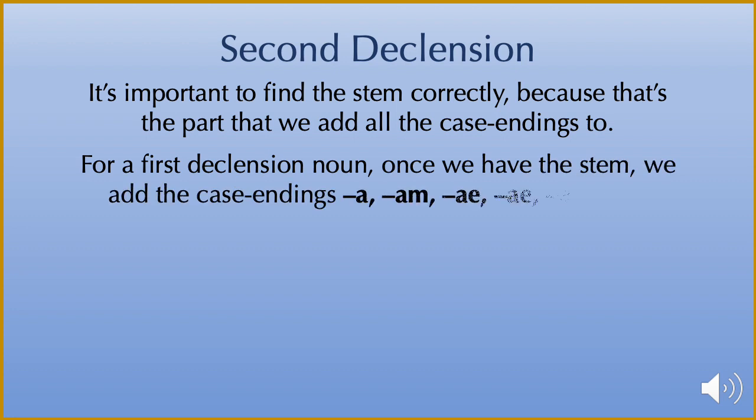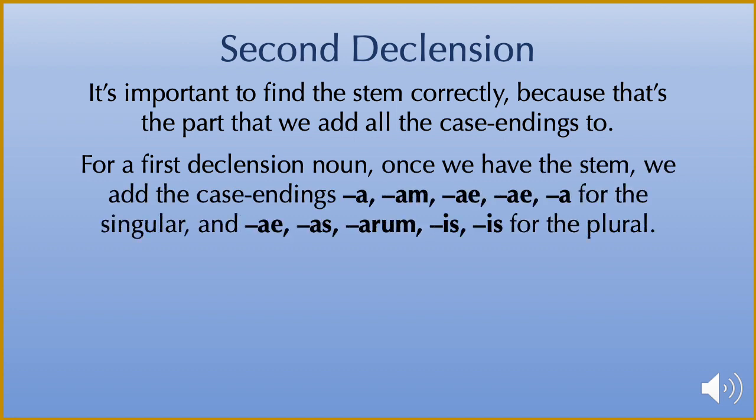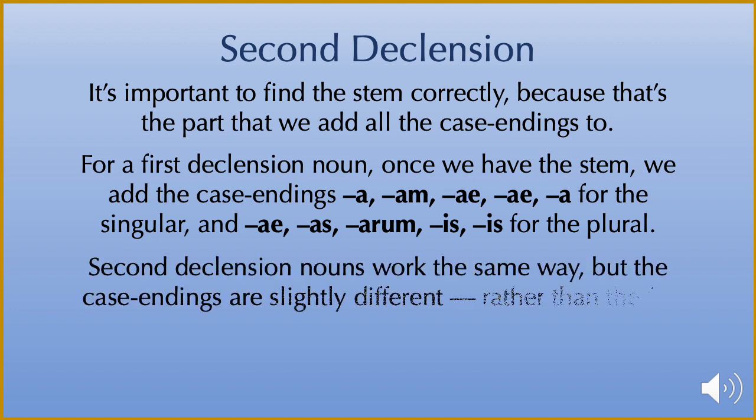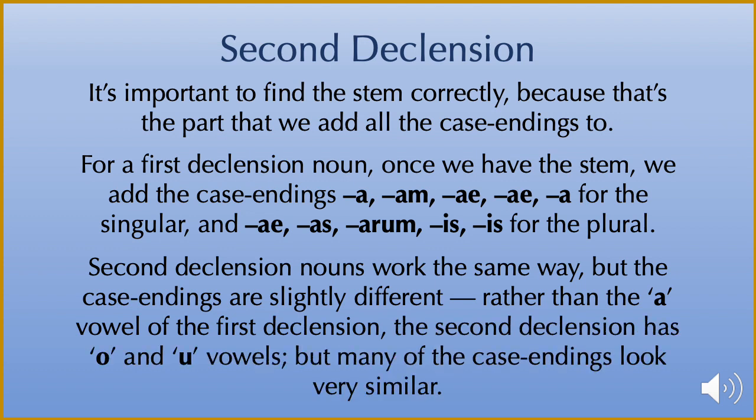For a first declension noun, once we have the stem, we add the case endings a, am, ae, ae, a for the singular, and ae, as, arum, is for the plural. Second declension nouns work the same way, but the case endings are slightly different. Rather than the A vowel of the first declension, the second declension has O and U vowels, but many of the case endings look very similar.